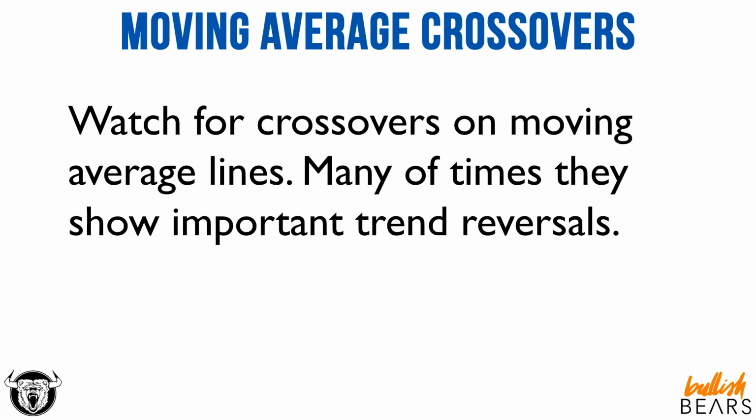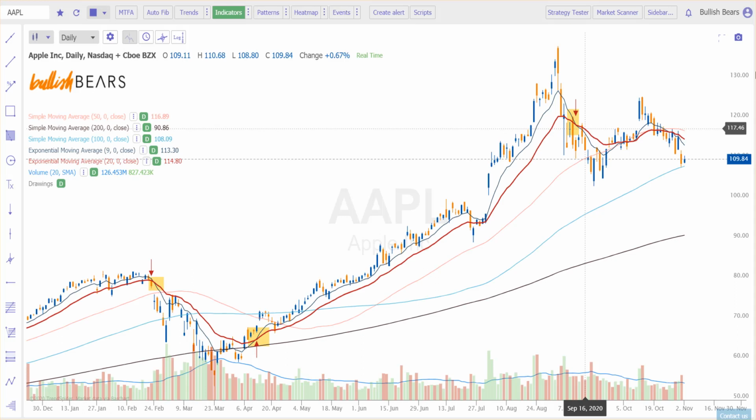While staying on the moving average lines, another thing to pay attention to is watching for crossovers on moving average lines, because many times, when you see these crossovers, they show important trend reversals. So here's a daily chart of Apple. You'll see where those crossovers happen. That's of the 9 and the 20. That shows you some short-term reversals.